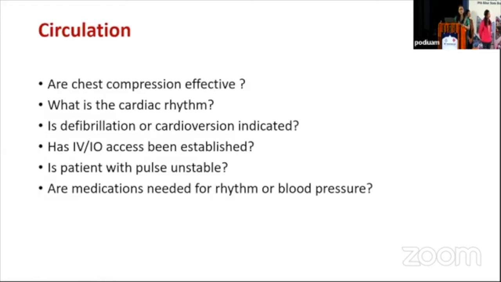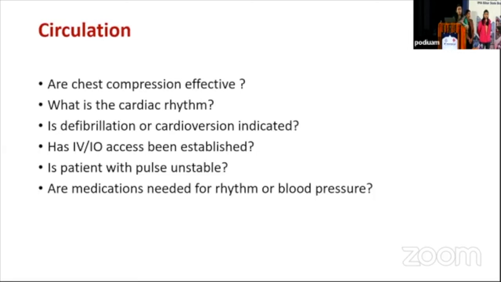If the patient is in cardiac arrest, the circulation is assessed. How are we maintaining the circulation in cardiac arrest? By chest compression. So we have to see that our chest compression is effective. Then we have to recognize the rhythm of the cardiac arrest. We have to manage accordingly, whether defibrillation is required or not.